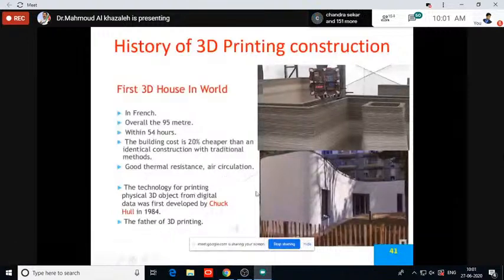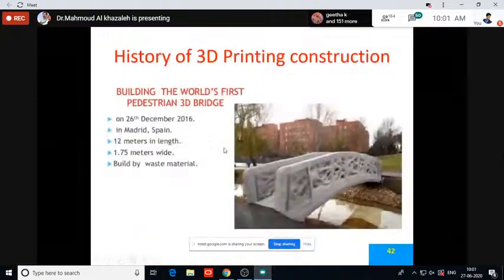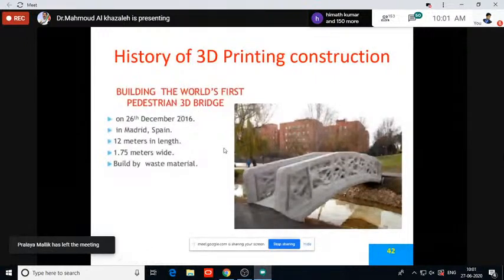And you can see in the slide, those two pictures represent two projects. They were printed by the father of 3D printing. History of 3D printing and construction.